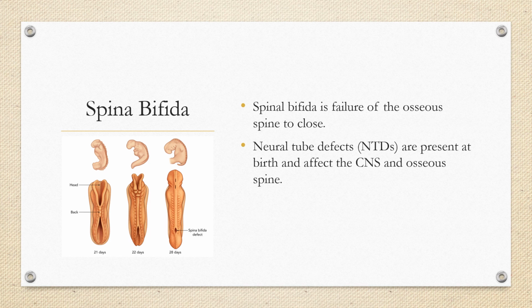Spina bifida is a failure of the osseous spine to close. Neural tube defects are present at birth and affect the CNS and osseous spine. So I have a picture of fetal development here, and you can see where the defect is and where it didn't close on the last picture.